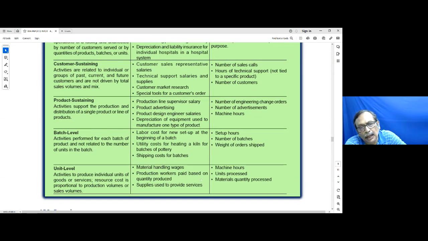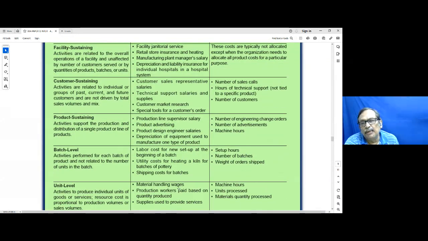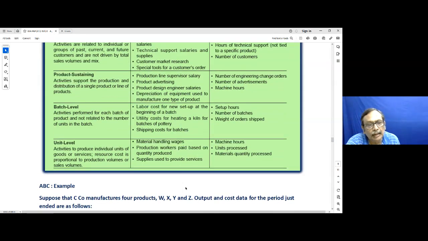Activities support the production and distribution of a single product or line of products. Examples: production line supervisor salary, product advertising, product design engineer salaries, depreciation of equipment used to manufacture one type of product, and we are having multiple cost drivers, that is number of engineering change orders, number of advertisements, machine hours, and so on and so forth. Then comes batch level.